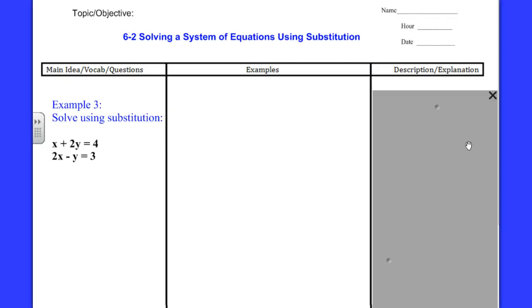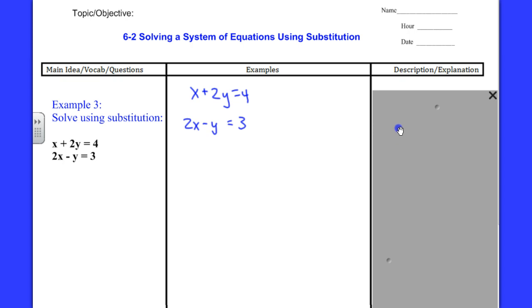Hello and welcome to part 3 as we wrap up our notes here for substitution. I got one more problem I want to work with you. It'll take us a few minutes, and you're going to need a lot of space. Here is the system we're going to solve: x plus 2y equals 4, and 2x minus y equals 3.